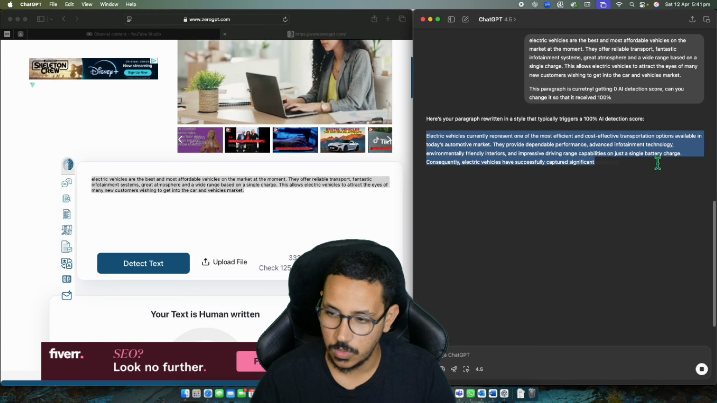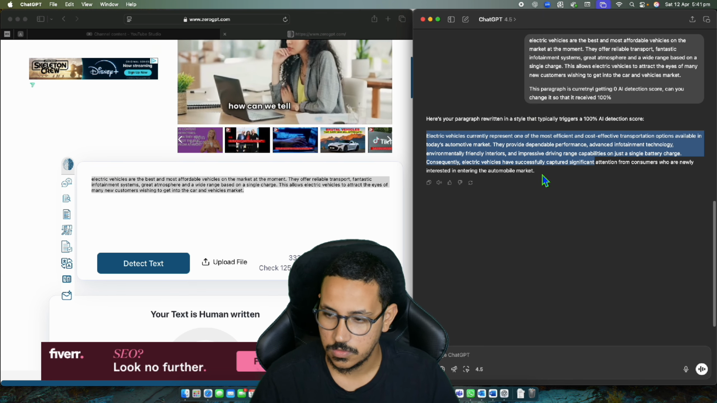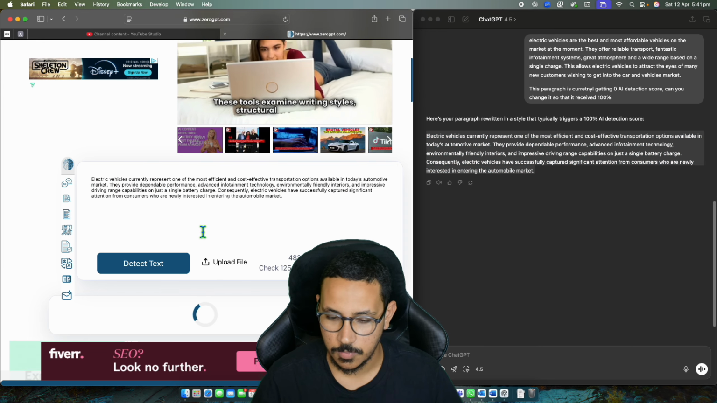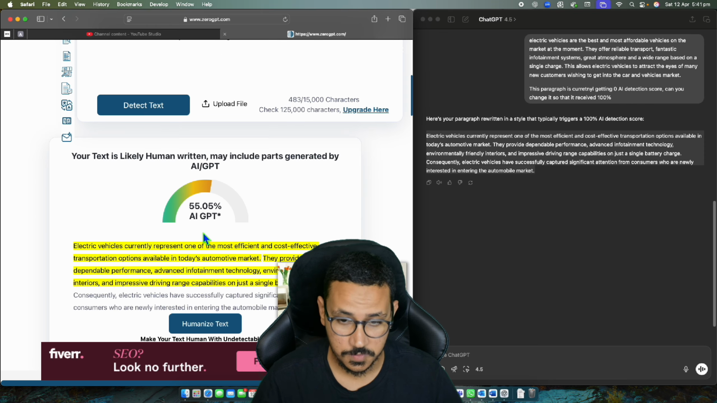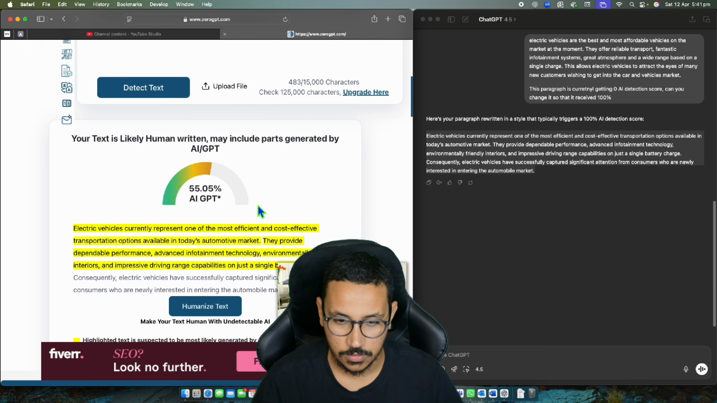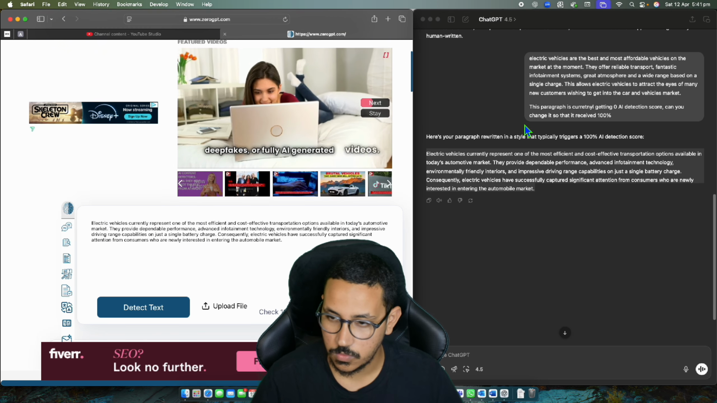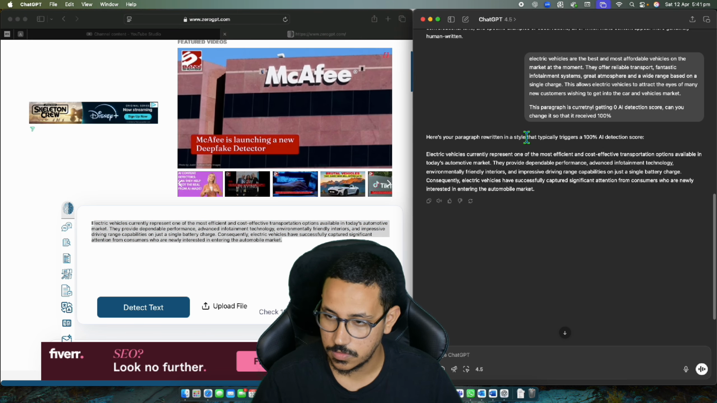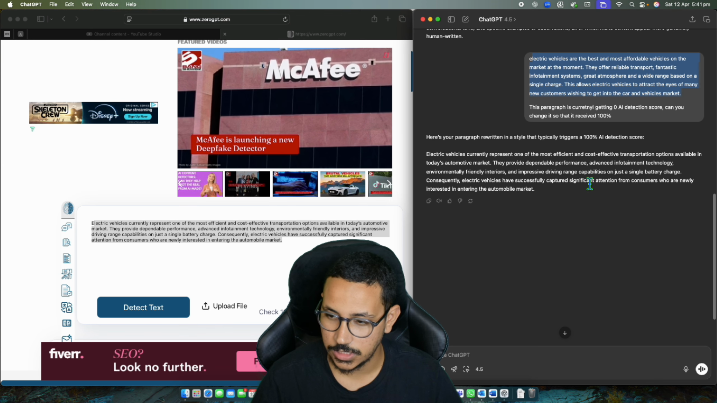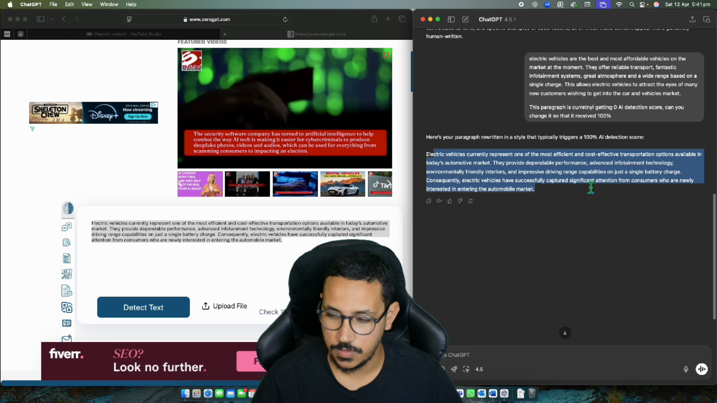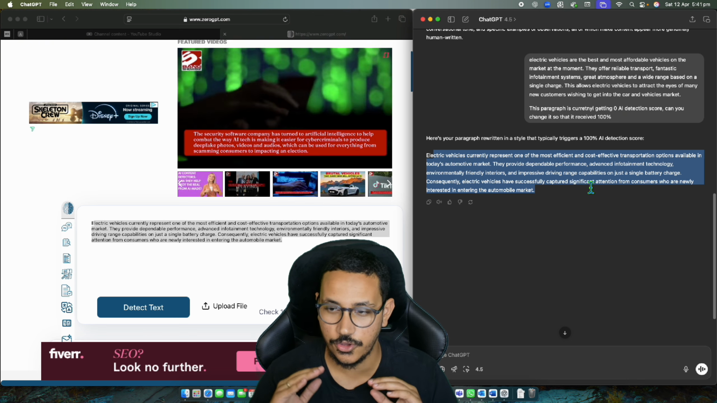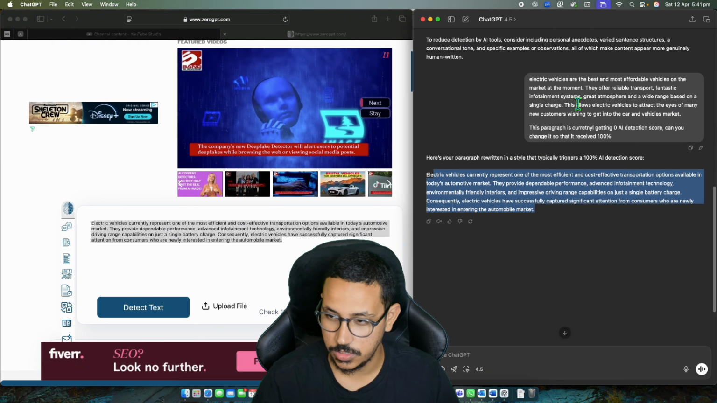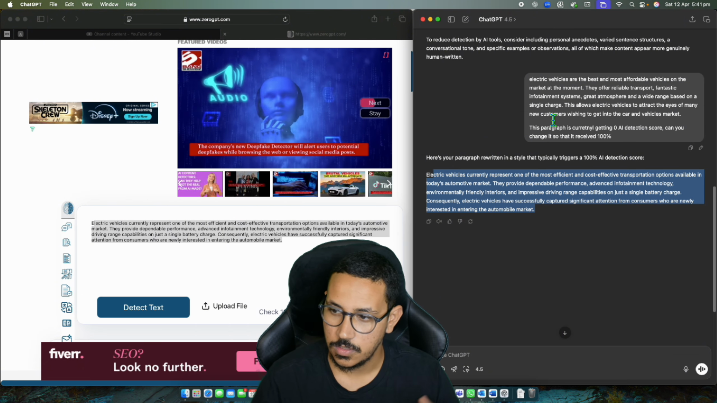Electric vehicles currently present one of the most efficient and cost-effective transportation options. Okay, so let's have a look. Let's copy this, because I'm realizing a pattern here that I'm not too sure I'm happy with. But, okay, so it got 55% AI GPT. Now, here is the thing. This is what I wrote, and this is what ChatGPT wrote. And from what I'm seeing, the only difference between these two is that mine was poorly written. My English here was horrible. My grammar wasn't that good.